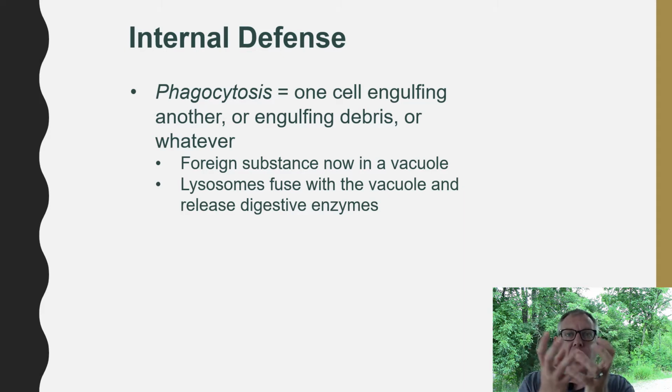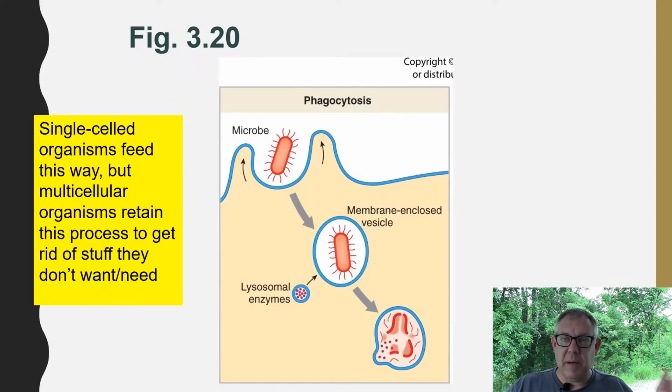You build a membrane around it, and now you've got it in a vacuole, and then another vacuole that has lysosomes or other molecules can fuse with that vacuole and then digest it. And so we talked about this way back when we talked about cells. And that's what they're showing you here, is just a cell engulfing another cell. Then a lysosome fuses with it and it destroys it.